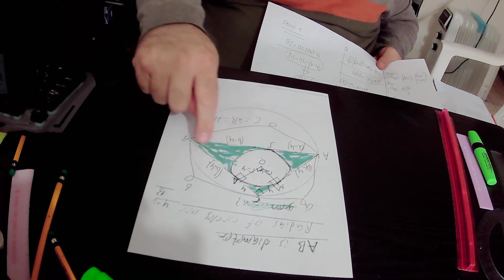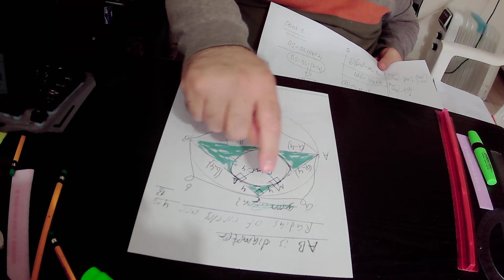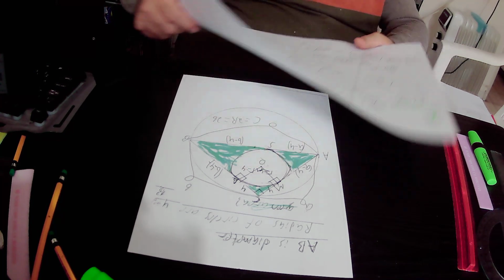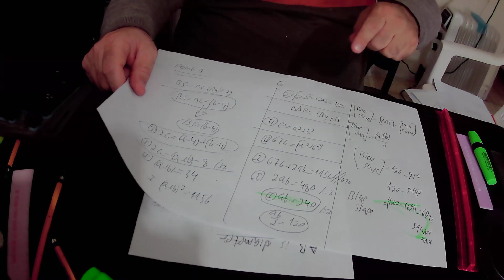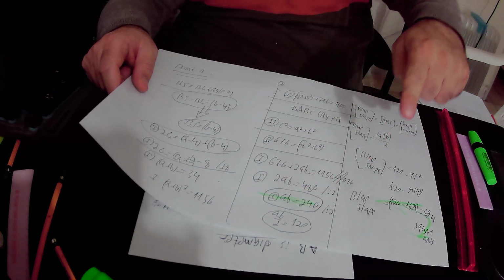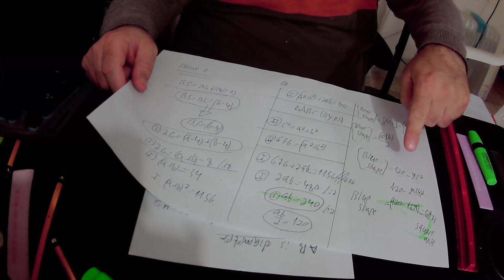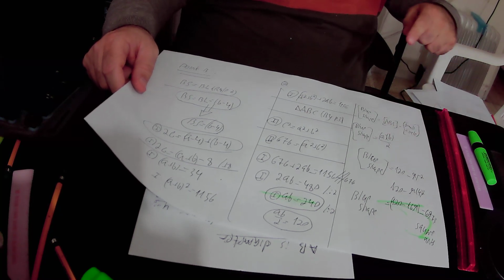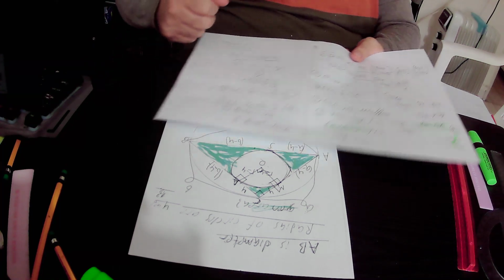Why is CB the height? Because it makes 90 degrees with the base AC. So the area of triangle ABC equals A times B over 2, but we already found out that A times B over 2 is 120, so we can substitute A times B over 2 by 120. And the area of the small circle equals pi r squared, where r equals 4 units.